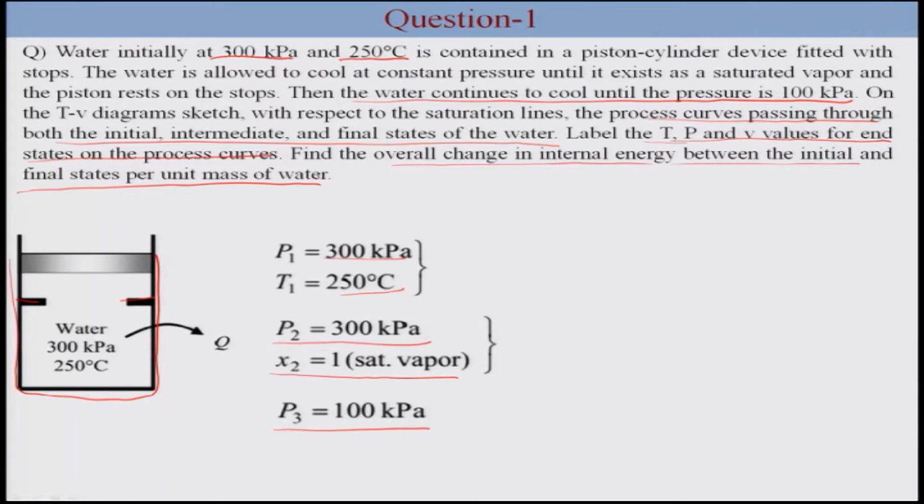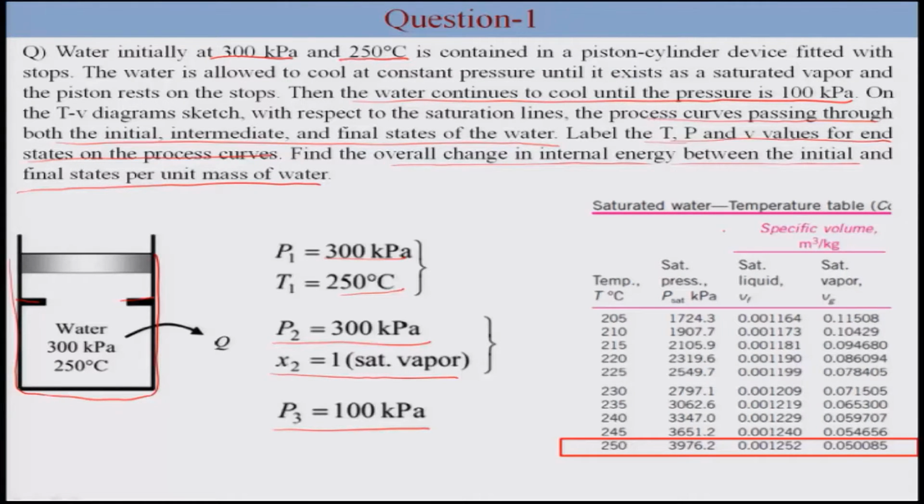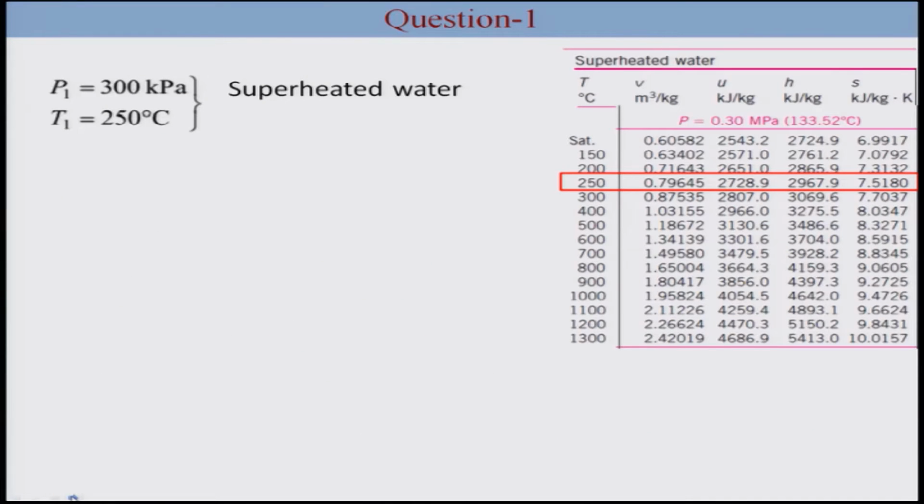So, initially water is at 300 kilopascal and 250 degrees Celsius. If we see from the steam tables of saturated water at 250 degrees Celsius, the saturation pressure is 3976.2 kilopascal. This pressure is much higher than the applied pressure, which is 300 kilopascal. It means that water at this stage is in the superheated state, so we cannot take values from this table. We need to look into the superheated water table. In the superheated water table at 250 degrees Celsius and 300 kilopascal, which is equivalent to 0.3 megapascal, the value of internal energy U1 is 2728.9 kilojoule per kg.